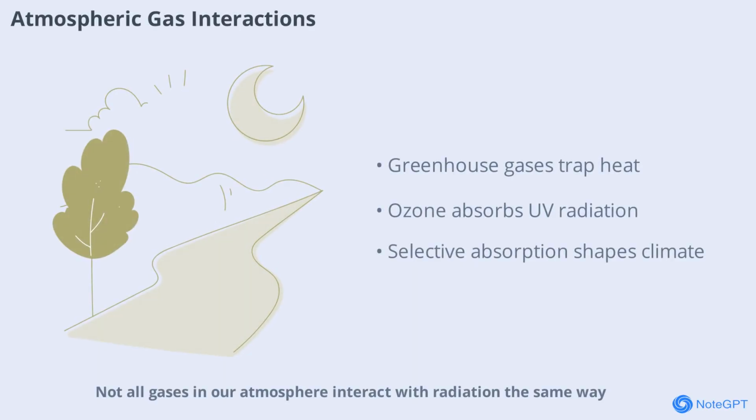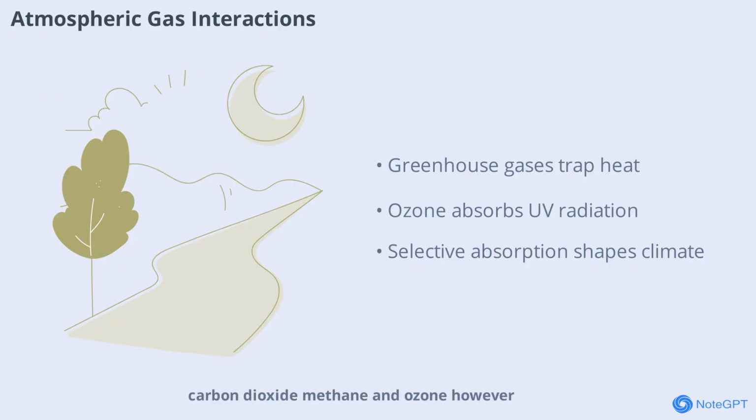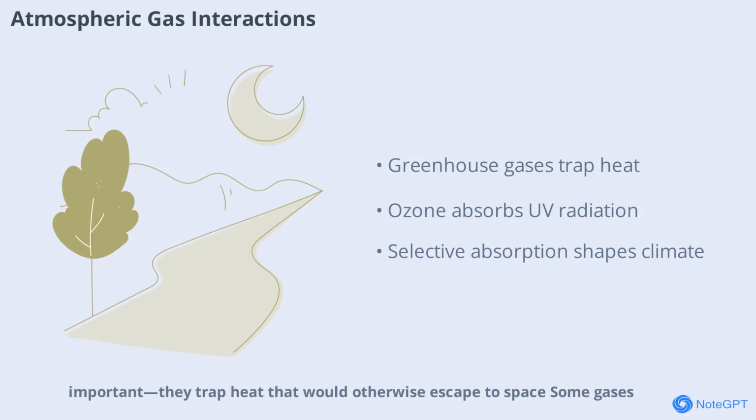greenhouse effect. Not all gases in our atmosphere interact with radiation the same way. Nitrogen and oxygen, which make up most of the air, don't absorb infrared radiation. Greenhouse gases like water vapor, carbon dioxide, methane, and ozone, however, absorb and emit infrared energy in specific bands. This selective absorption is why greenhouse gases are so important. They trap heat that would otherwise escape to space. Some gases, like ozone, also absorb harmful ultraviolet light, protecting life on Earth. The unique properties of each gas shape how energy moves through the atmosphere.